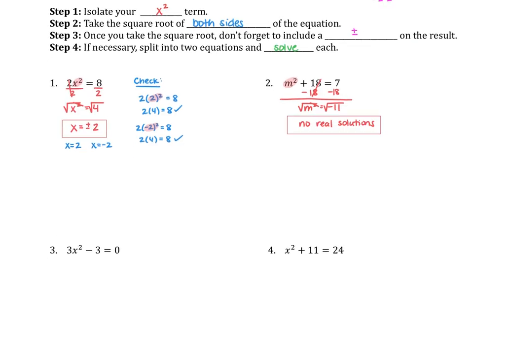All right, let's try 2 more on this page. Number 3, again, I want to isolate my x squared, so I'm going to do that first by adding 3. This is just like if that was just a single x, I would add 3 to both sides, so I'm going to treat it the same way. So that would give me 3x squared equals 3. Now, x squared is still not isolated. I have to undo the multiplication of 3 by dividing by 3. So now I have x squared equals 1.